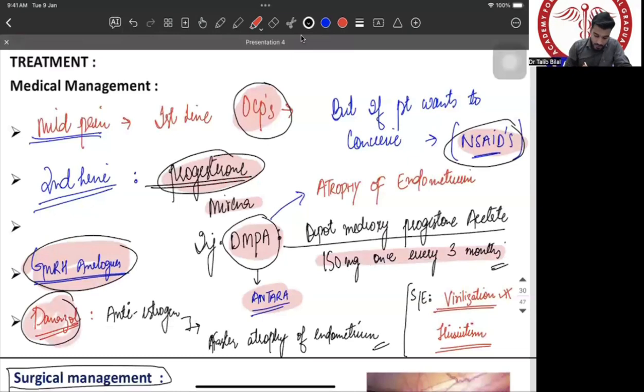And second is going to be danazol, which has an anti-estrogenic action, which will cause a faster atrophy of the endometrium. What are the side effects? First one is going to be virilization, and second one is going to be hirsutism. What exactly is virilization? It means breast atrophy, clitoromegaly, and hoarseness of voice. And when exactly will we stop the drug? When a patient complains of hoarseness of voice.